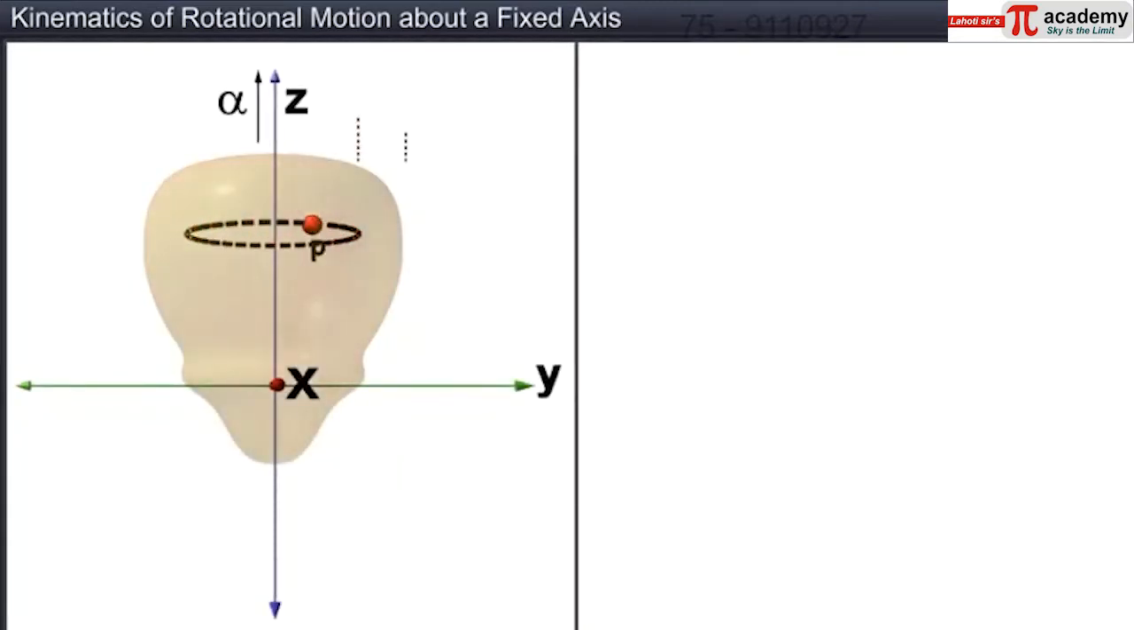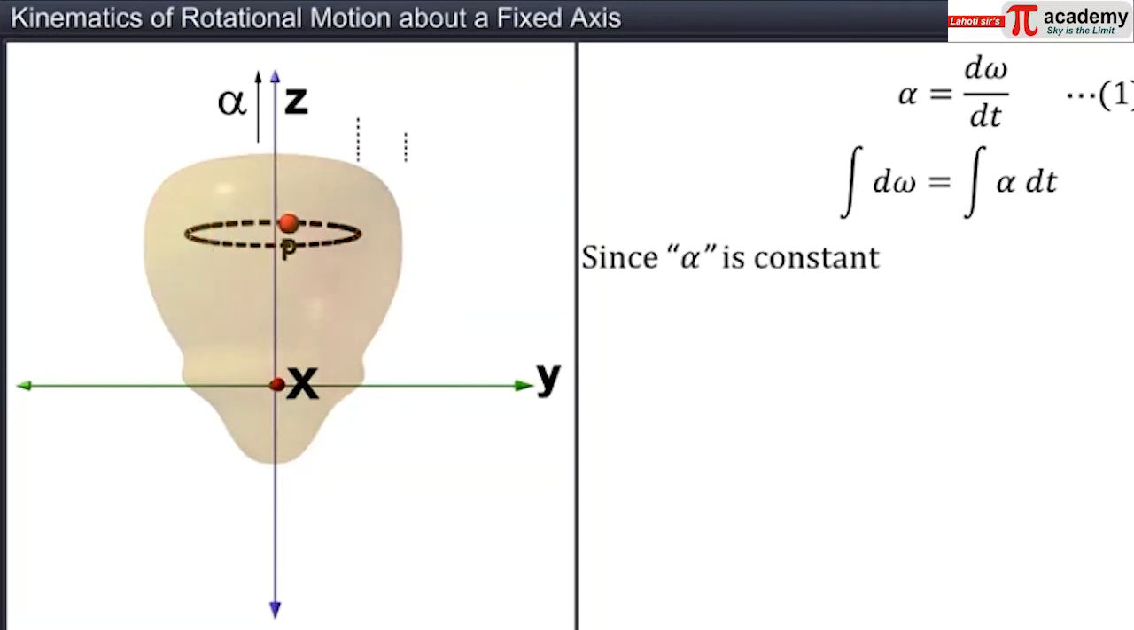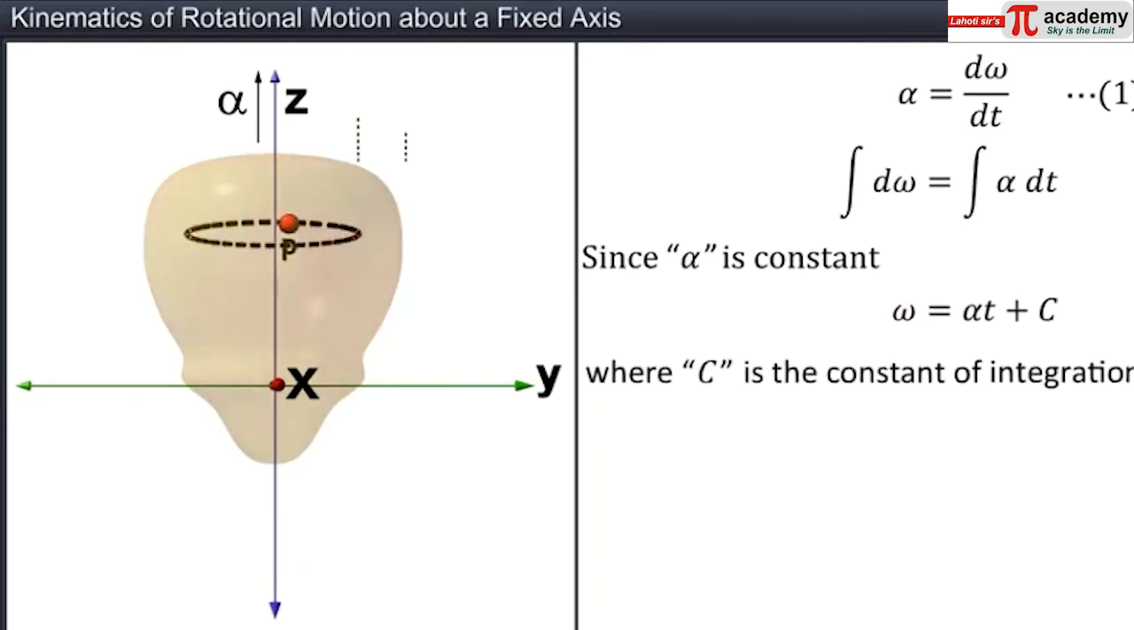We know that the angular acceleration alpha is equal to d omega by dt. Let this be equation 1. On integrating equation 1, we have integral d omega is equal to integral alpha dt. Since alpha is constant, this leads to omega is equal to alpha t plus c, where c is the constant of integration. Let this be equation 2.